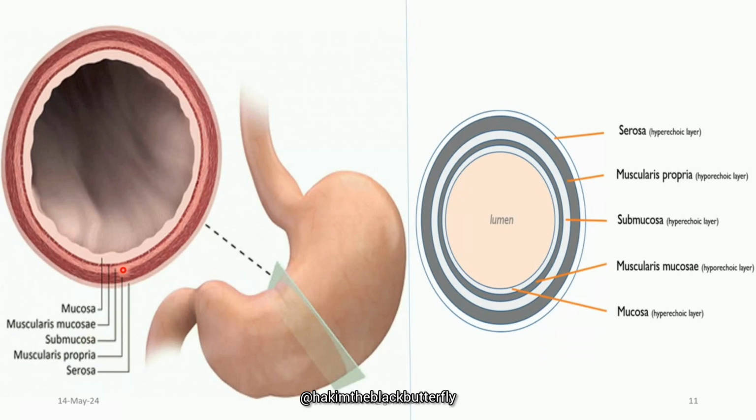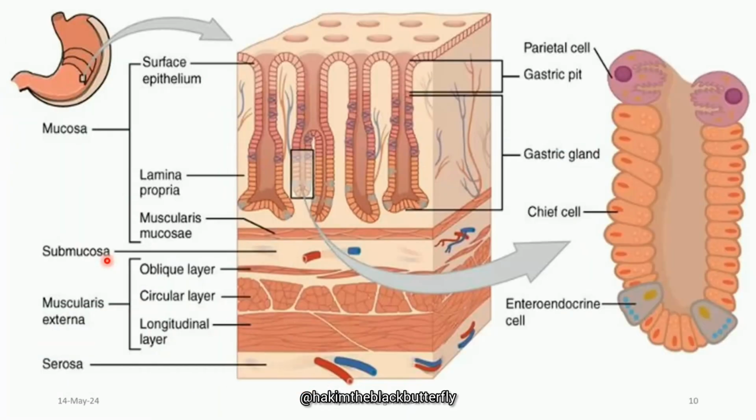But this mucosa, if you look closely here, is going to be made up of some epithelial lining, the simple columnar epithelial cells that will extend to form the glands that we've been talking about. This very layer has the lamina propria. This lamina propria is just made up of connective tissue. We have the muscularis mucosae. This is the thin muscle layer that will help in squeezing these glands so that they can empty their secretions into the lumen of the stomach.